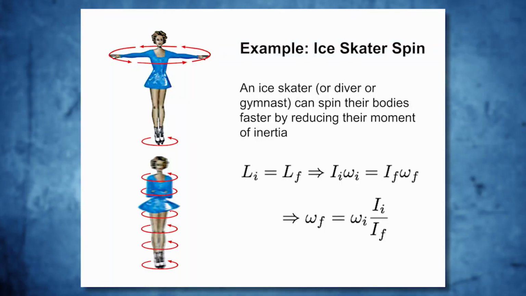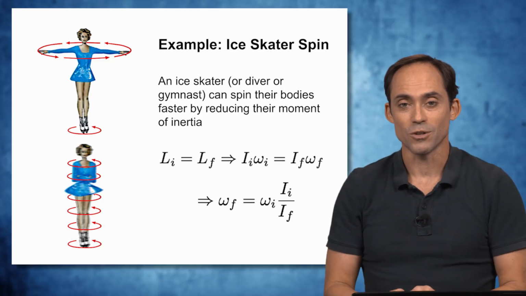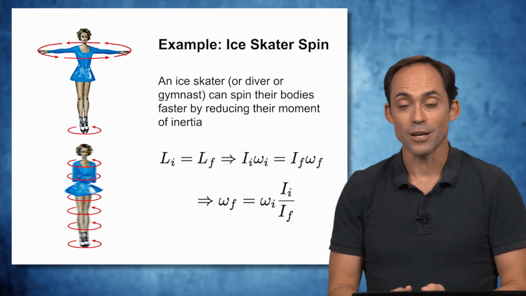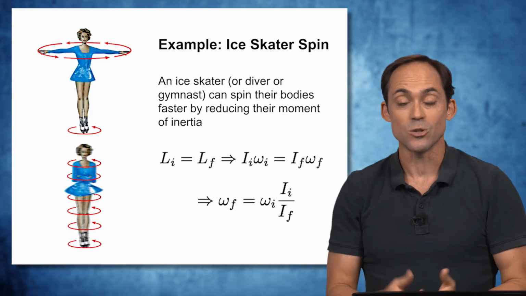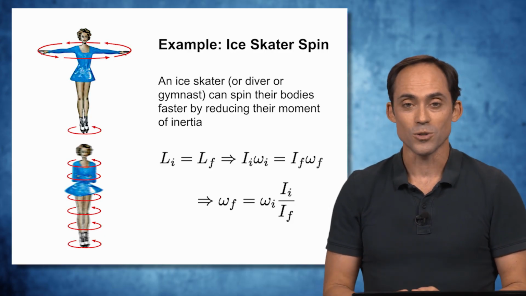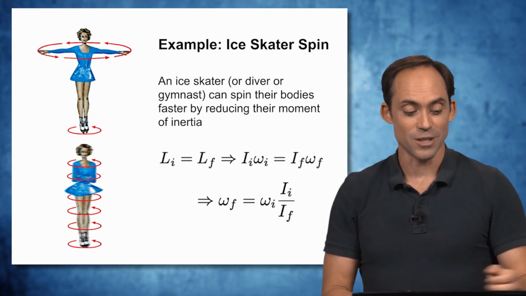So this just comes directly from conservation of angular momentum. The initial angular momentum with the arms out is some value. The angular momentum with the arms in is another value, and those values are the same constant as long as there's no external torques. So equating those with our moments of inertia, we can find that the spin rate will increase as long as the final moment of inertia is smaller than the initial moment of inertia. And this is used all the time for all sorts of various spinning activities.